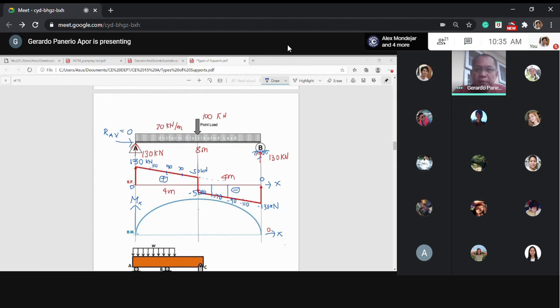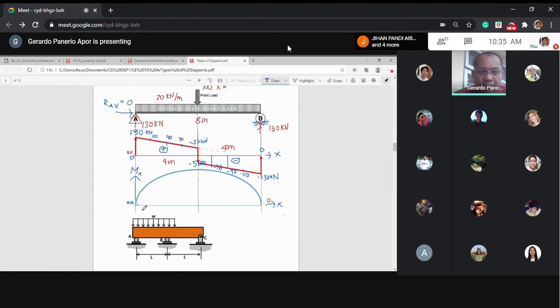Padayon. So, let us continue. Let us draw the moment diagram. So, the moment diagram looks like this. Okay, it should be curve, curve, curve down, curve down, curve down, curve down, but not continuous. Okay, there. So, let us analyze the first half.